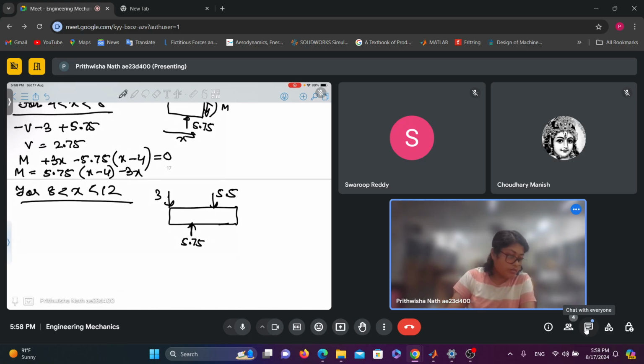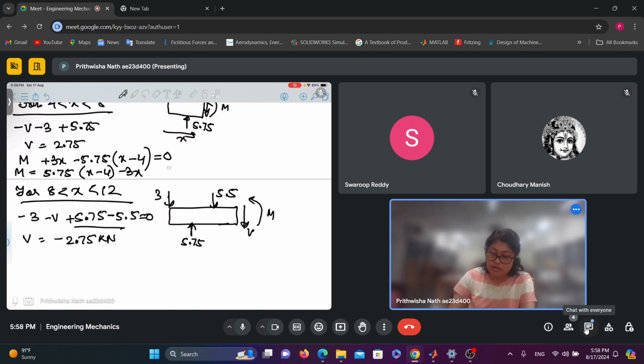So minus 3 minus b plus 5.75 minus 5.5 equals to 0. So b equals to minus 2.75 kilonewton. Is this step clear?